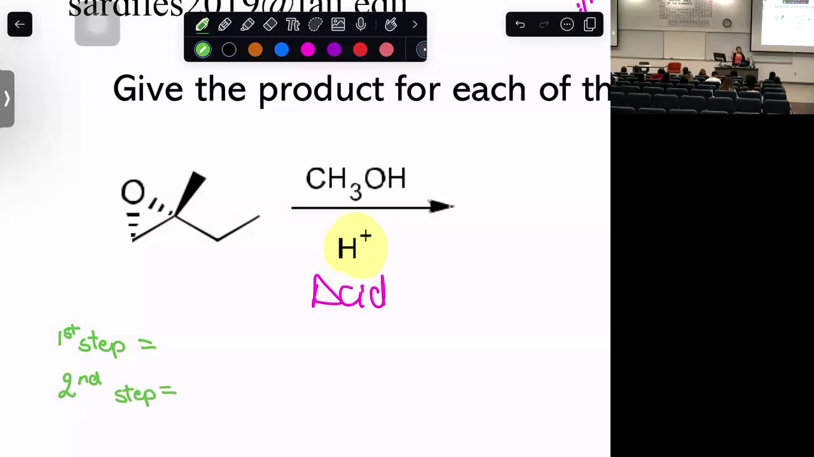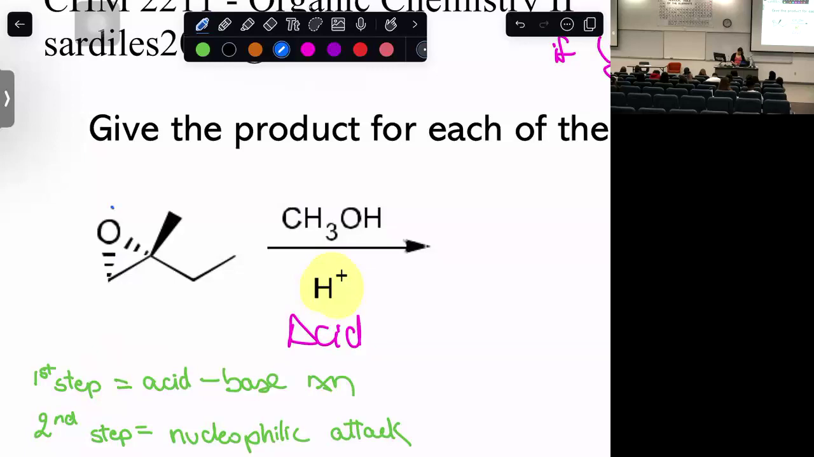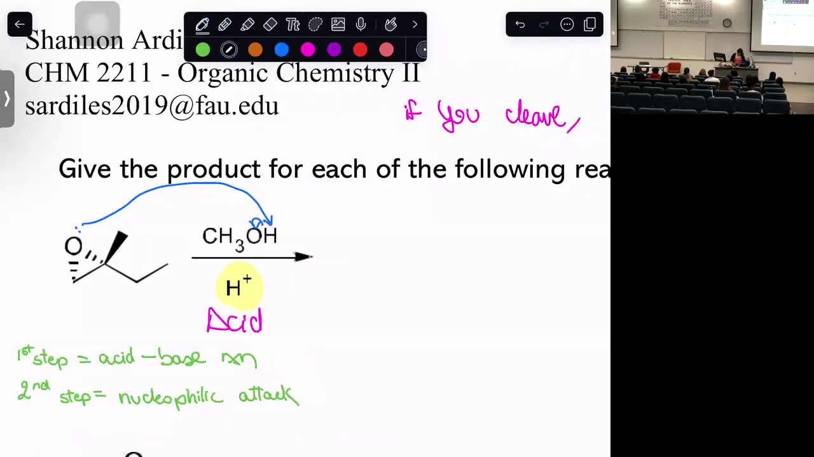Okay, so from the previous session, how did we start the mechanism for breaking ethers? We protonated the oxygen so we can make it into a better leaving group. So we're simply doing an acid-base reaction. Meaning that your second step, that's going to be your nucleophilic attack. Now, my oxygen is just going to gain one of those hydrogens from the alcohol group. So now we're going to end up with practically the same molecule, but this time my oxygen is going to have a positive charge, making it into a better leaving group.